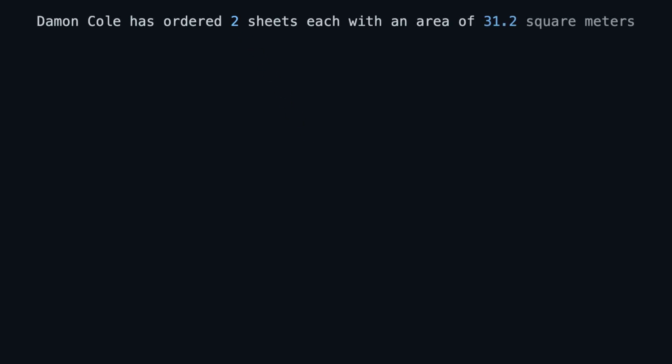When we run this code, the output is, Damon Cole has ordered 2 sheets, each with an area of 31.2 square meters. This confirms that our variables are correctly storing and utilizing the data we've assigned to them.